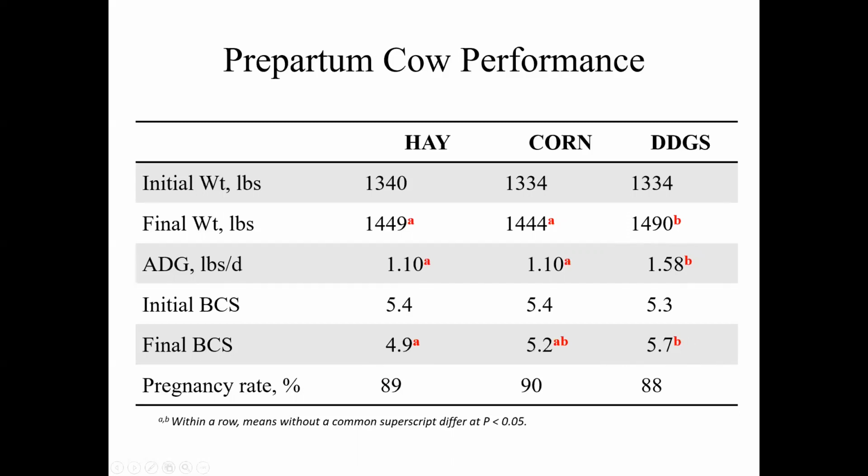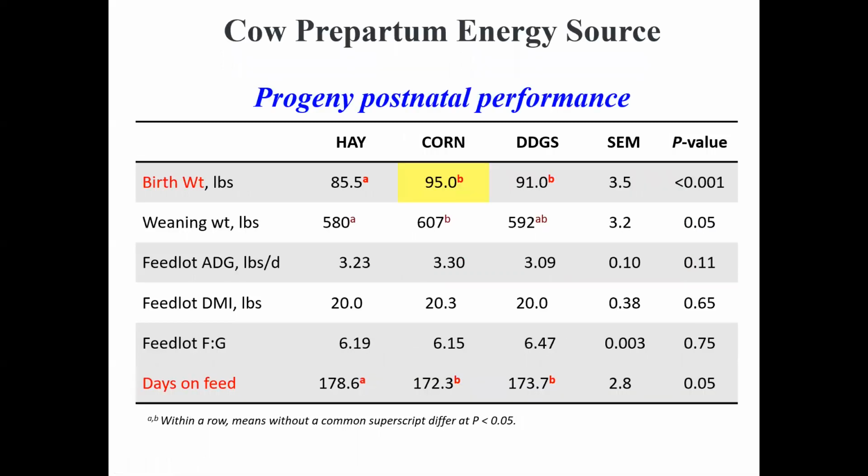But what we're really interested in are the impacts on the calf through fetal programming. As we look here, the calves born from the cows that were fed hay had a birth weight of 85 pounds. The calves born from cows fed corn had 95 pounds, and from distillers grains was 91 pounds. Feeding either corn or distillers grains resulted in a greater calf birth weight compared with cows that were fed hay.